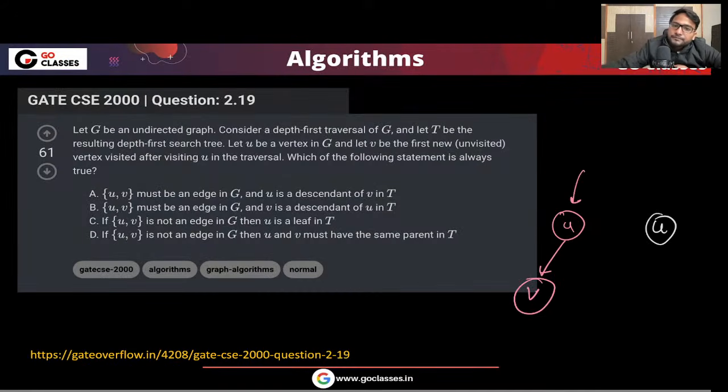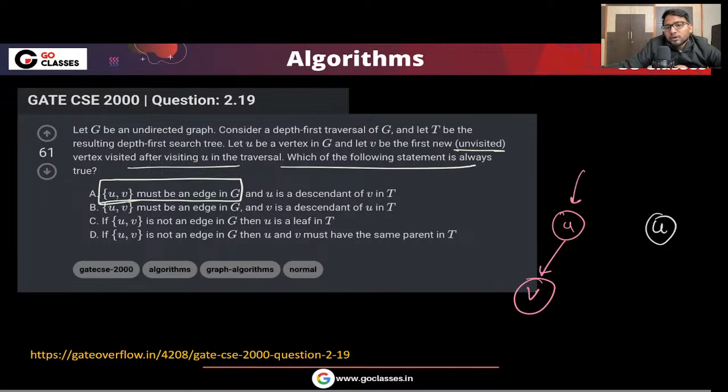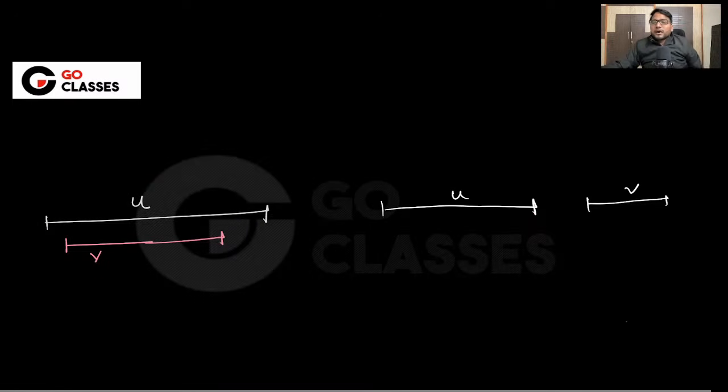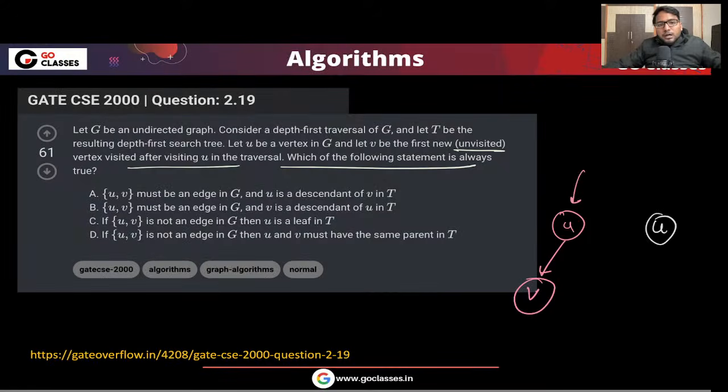So what they're saying, which of the following is always true? UV must be the edge. Do you think UV must be the edge? No, right? It may be the case that there is no relationship. So it need not be immediately backtracking.